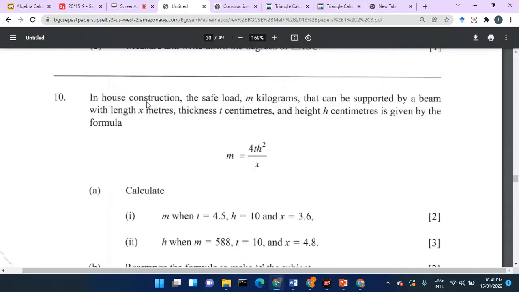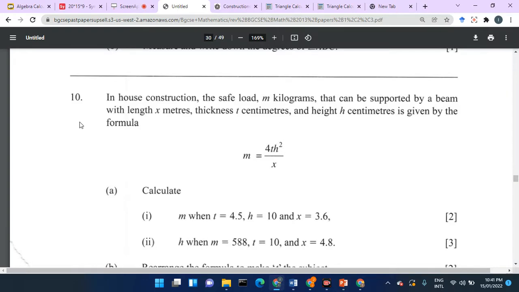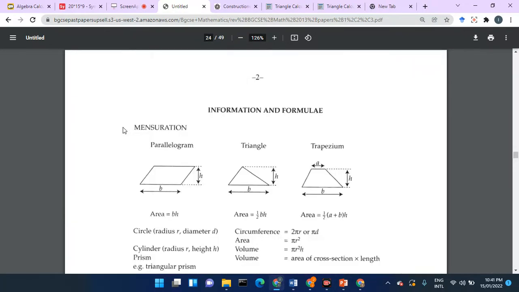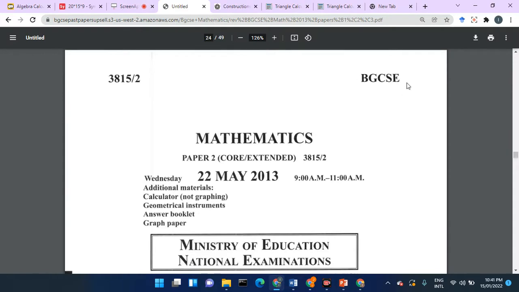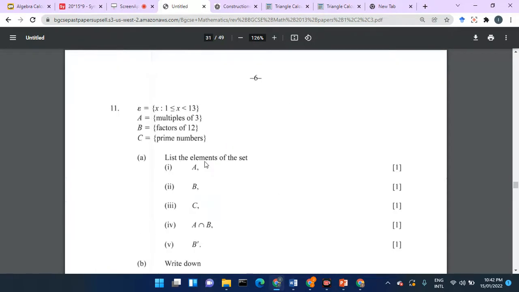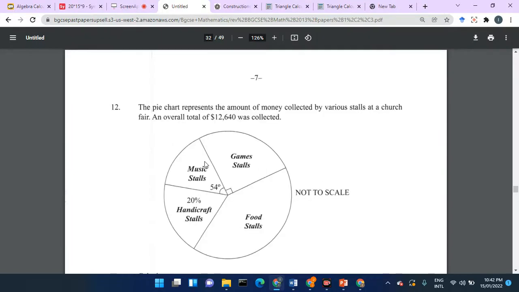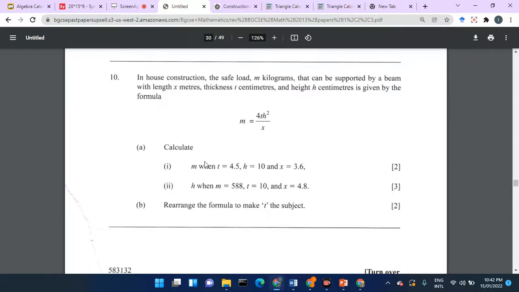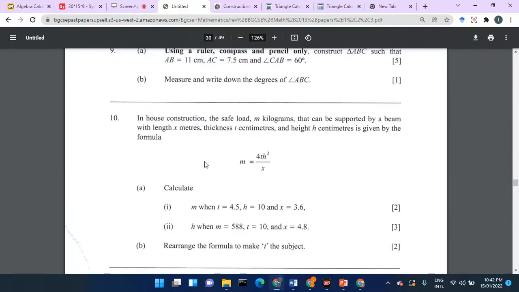Now, for this lesson, we'll be considering question number 10. This question comes from a BGCSE mathematics past paper, paper 2. So let's look at question number 10, beginning with the first question.